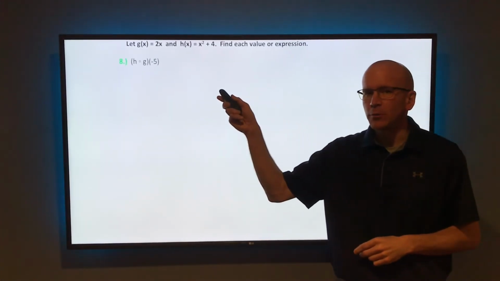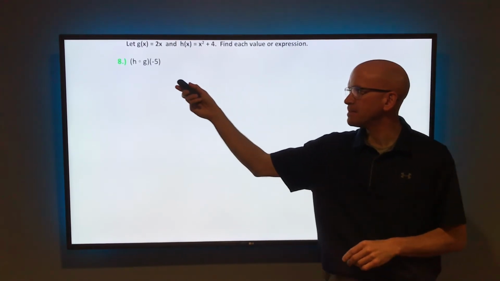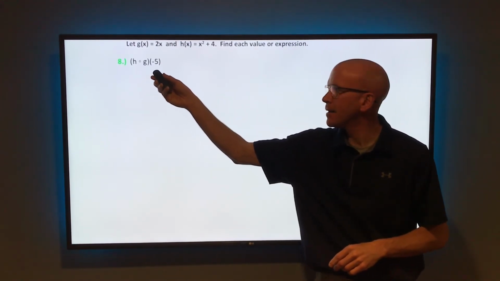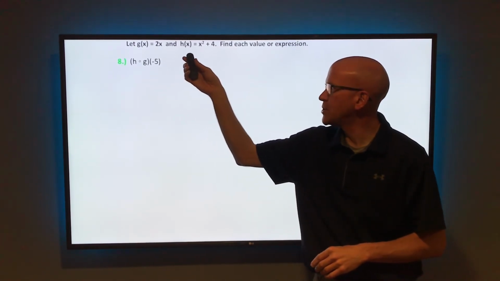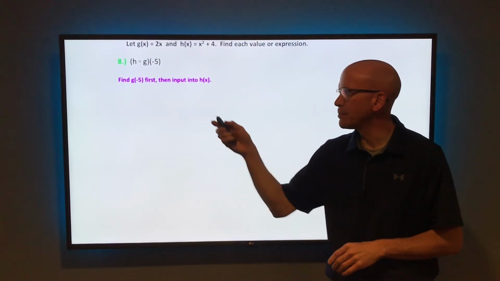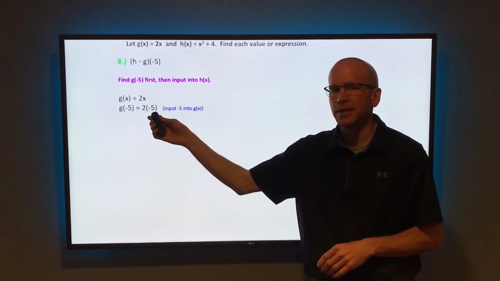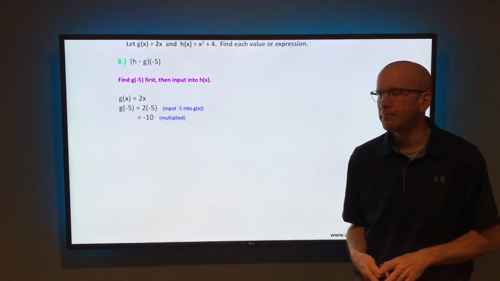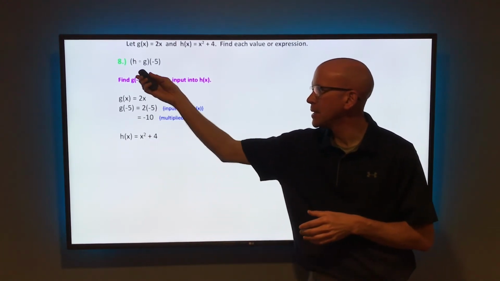Let g of x equal 2x and h of x equal x squared plus 4. Find each value or expression. So we're going to find h of g of negative 5. So find g of negative 5 first. Go to what g of x is and replace that x with that negative 5. So you're inputting negative 5 into g of x. So finding g of negative 5, that would be 2 times negative 5, which is negative 10. That is the output. That output then becomes the input into h of x.